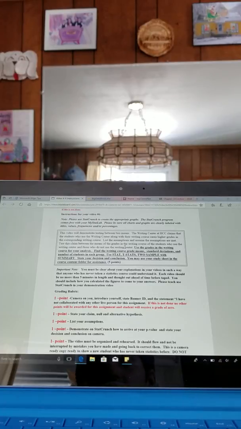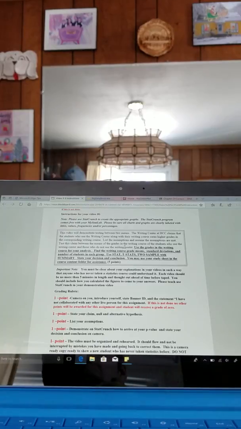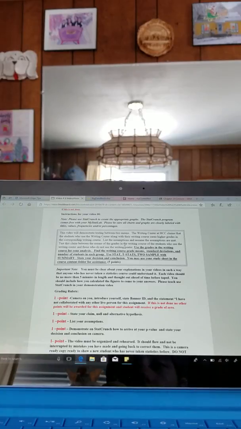So now that we've listed those assumptions and assumed they are met, we're going to talk about our null and alternative hypotheses. And so our null hypothesis would be the difference in mean grades is 0, while our alternative hypothesis is that the difference in grades is not 0.